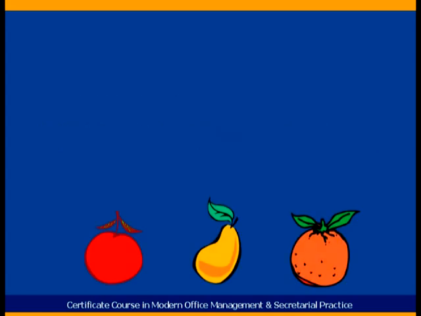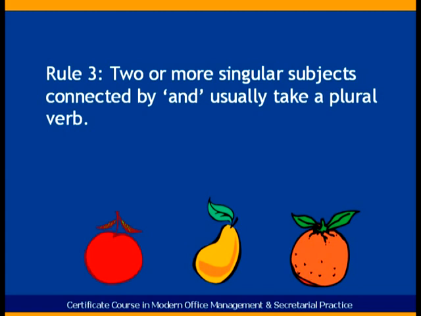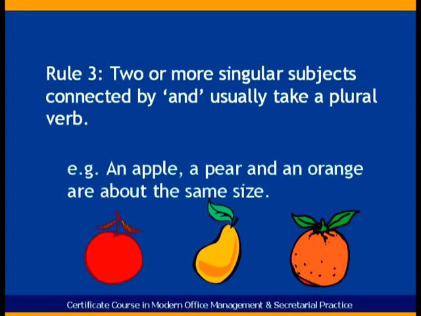Rule number 3. Two or more singular subjects connected by and usually take a plural verb. An apple, a pear, and an orange are about the same size. Here, the singular nouns that are connected by and are the subjects of the sentence and take the plural verb are.